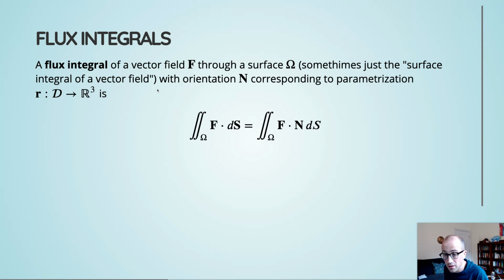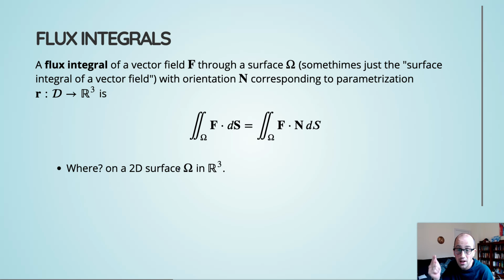So let's look quickly at the ingredients of what a surface integral of a vector field is, otherwise known as a flux integral. This is the notation we use. And so, again, we ask where, what, and how. The where is, again, a 2D surface in R3. It's going to have a parameterization. So R takes D, a two-dimensional region, and maps it into R3 space. You think of it like embedding a surface like this in three-dimensional space.